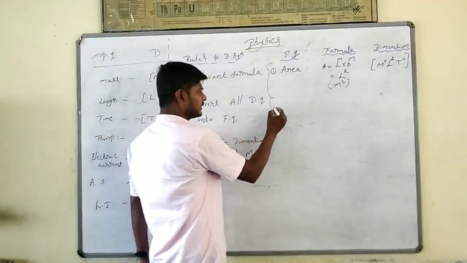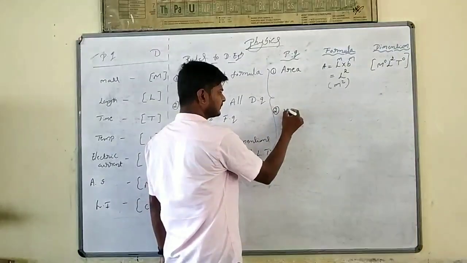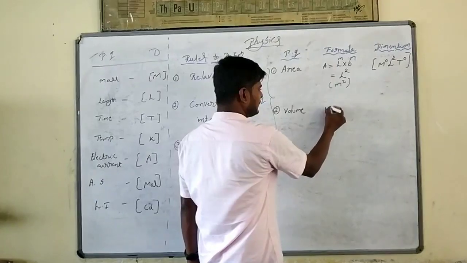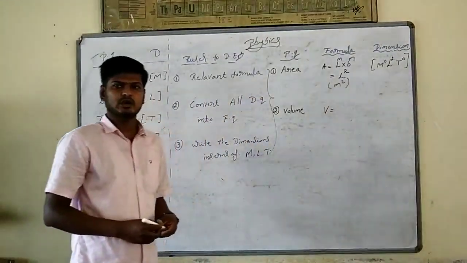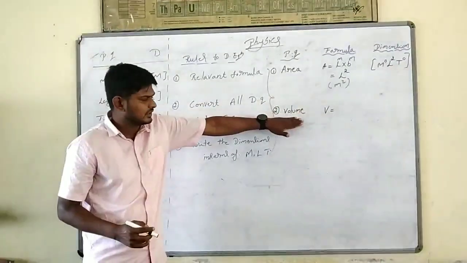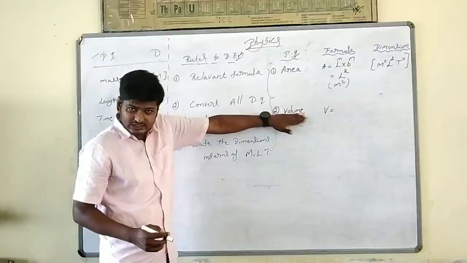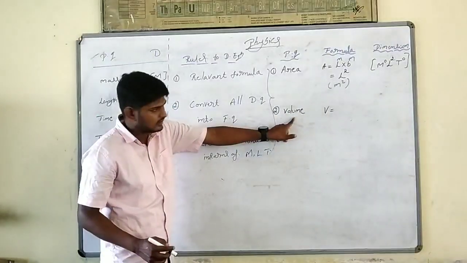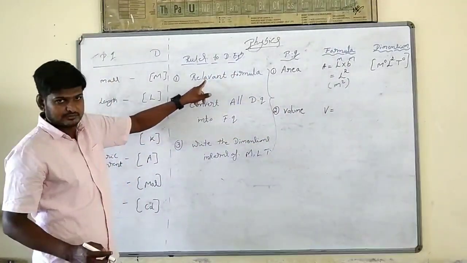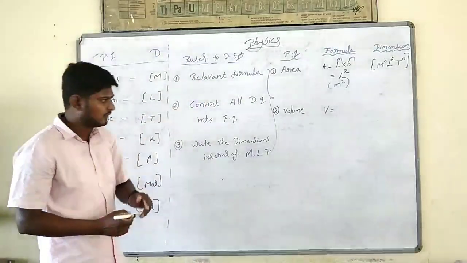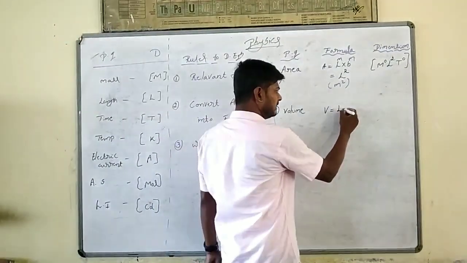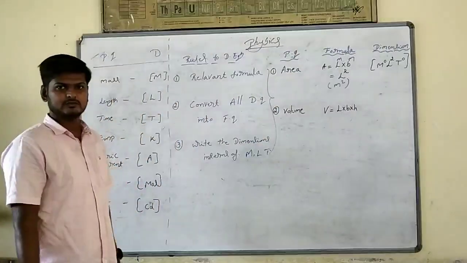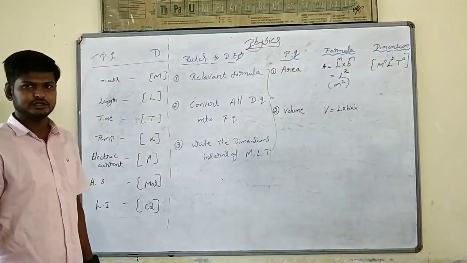Same way, when we come to volume, capital V. I have to write the dimension for volume. Volume is the given physical quantity, and for it I have to write the dimension. Come to our rules. First we should write the relevant formula. Volume is length into breadth into height. Everyone will be familiar with the formula for volume.